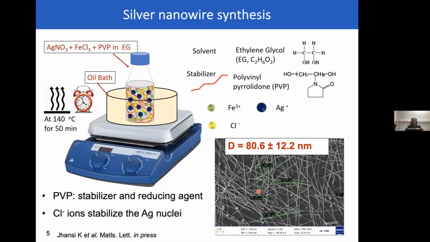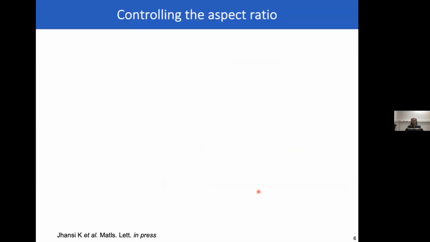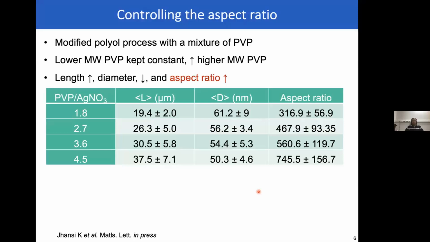Then we wanted to try and understand the process parameters, to see what we can do in order to increase the aspect ratio. Essentially, we want longer wires and smaller diameters, depending upon the process. So we looked at the polyol process itself, and we realized that PVP is not only acting as a reducing agent, but it also helps stabilize the wires. So what we did is, instead of using PVP of a single molecular weight, we used a mixture, one with a lower and one with a higher molecular weight, and then we varied the ratios.